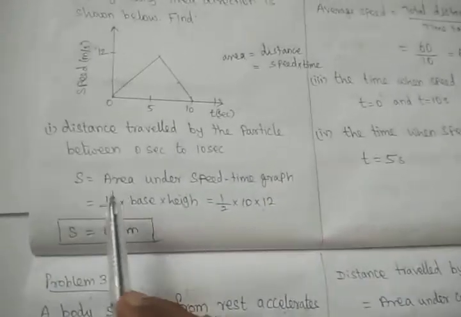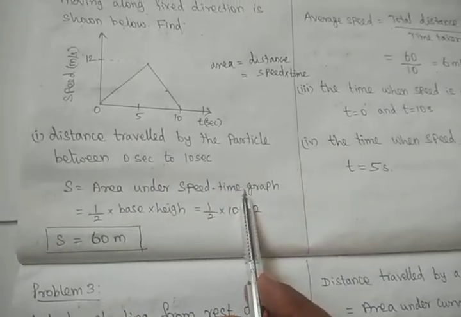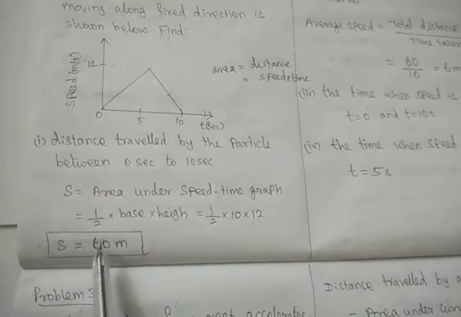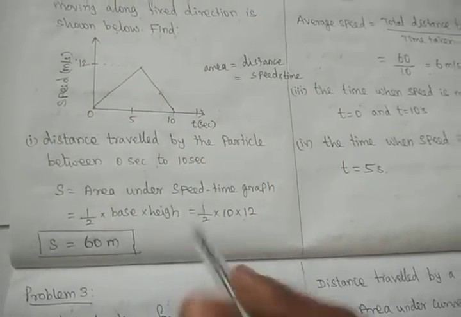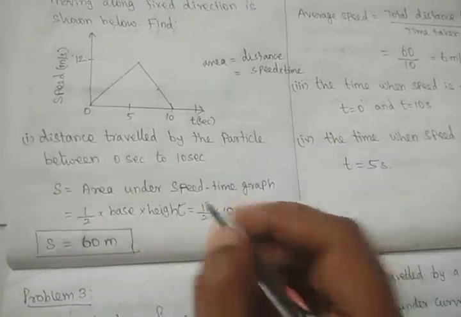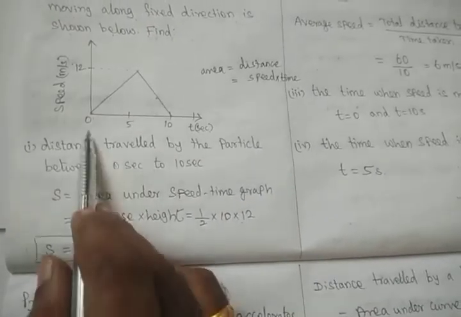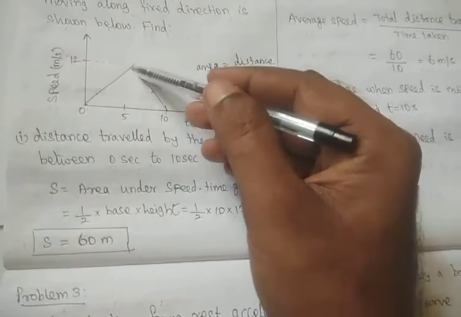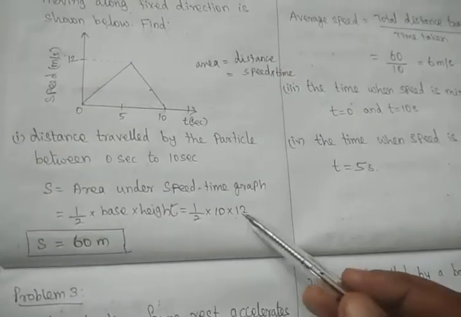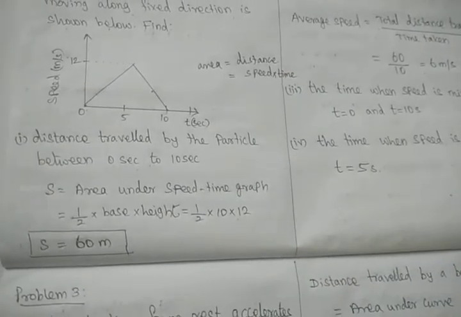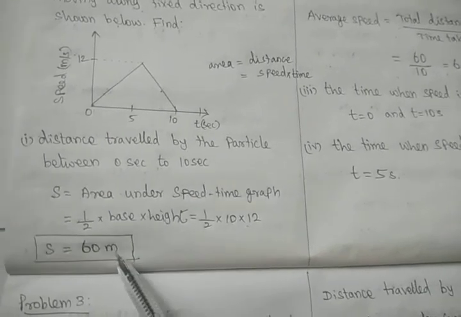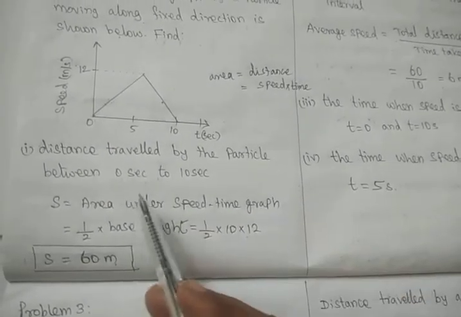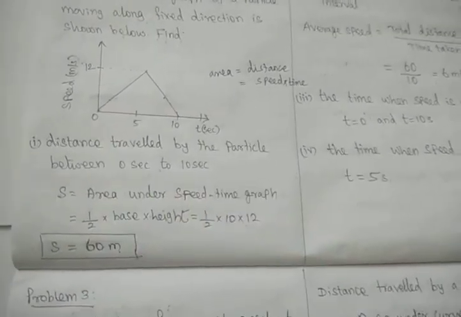So simply the area under this curve, the speed time graph, it is a triangle, half into base into height. So half is 1 by 2 and the base is 0 to 10, that is 10, and the height is 12 meter per second. So just to simplify that, we get an answer: 60 meter is the distance traveled by the particle between 0 to 10 seconds.